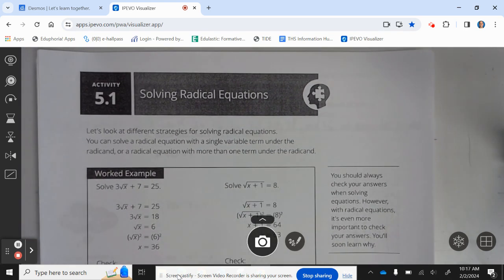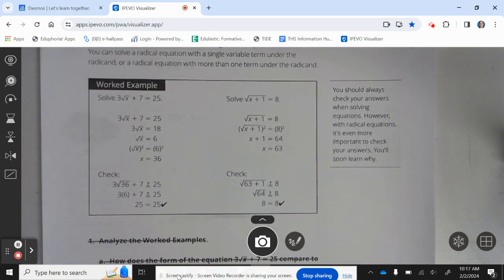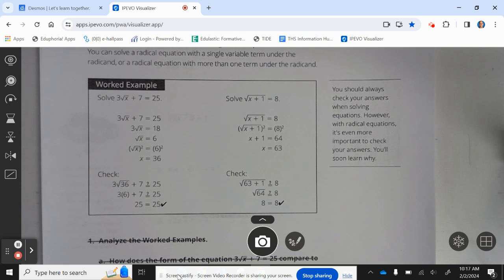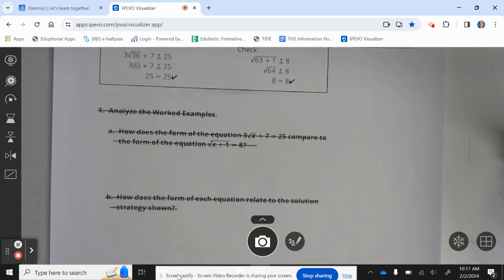Activity 5.1, Solving Radical Equations. Let's look at different strategies for solving radical equations. You can solve a radical equation with a single variable term under the radicand, a radical equation with more than one term under the radicand. All right, go ahead and look over the worked example. All right, go ahead and mark that out.